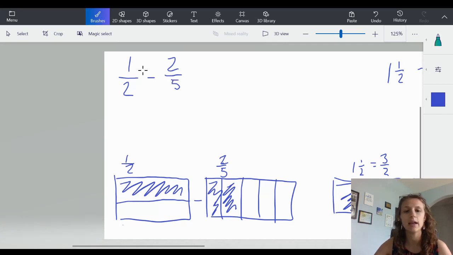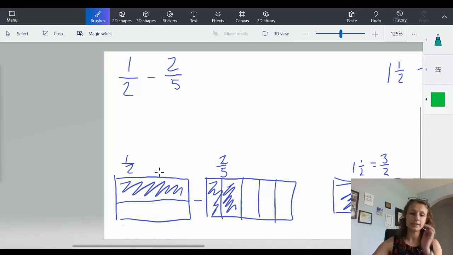Just like when I add my fractions, I have to have the same unit. If I have 36 take away 18, I'm not going to do my 6 take away 1 because my 6 is in my 1's place and my 1 is in my 10's place. So let's talk about how we can rename these as equivalent fractions with the same unit.